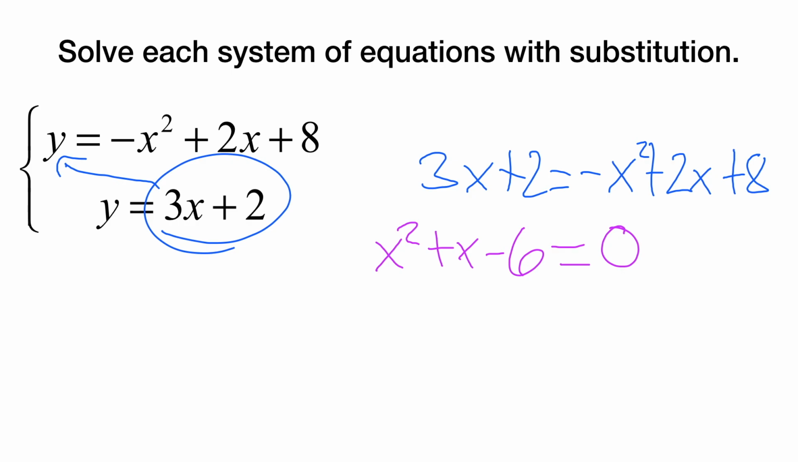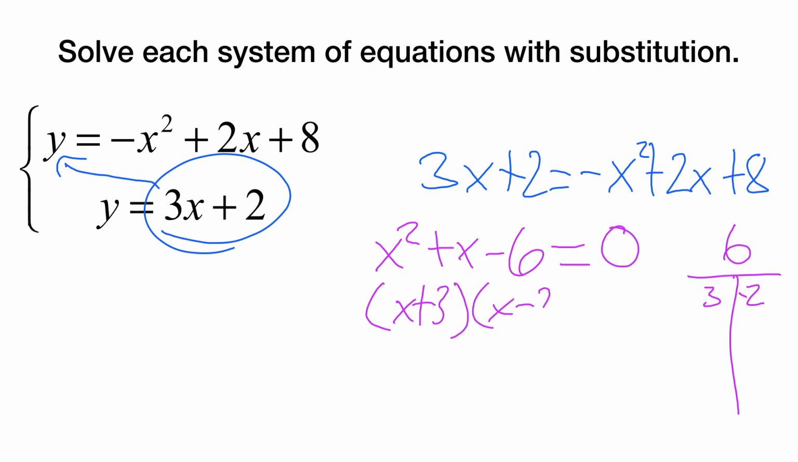So I just need to figure out what are two numbers that multiply to be 6 and have a difference of 1. So one's going to be positive, one's going to be negative, so 3 and 2. The positive one is larger, so 3 and negative 2. So x plus 3, x minus 2. That means x is going to either equal negative 3 or positive 2.